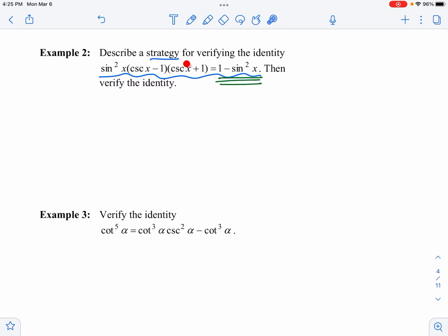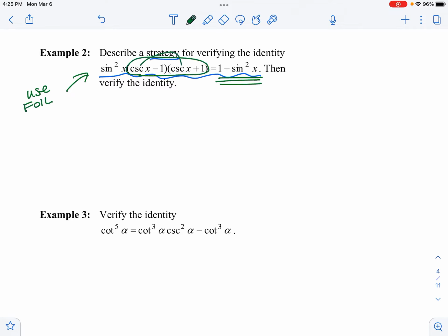And then this is the same reciprocal function with a +1 attached to it. This is a clue. If I FOIL this out, this is going to be a difference of 2 squares. So what I'm going to do is use FOIL on these two.